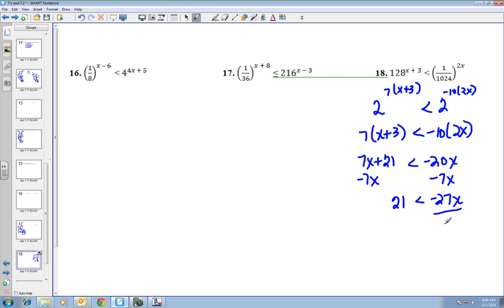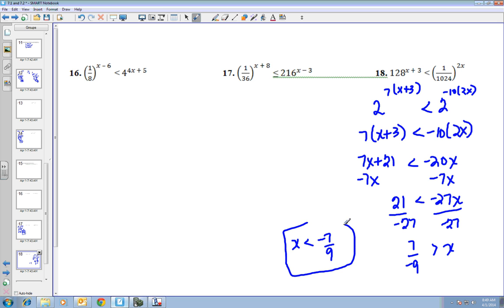I have to divide by a negative, which means I have to switch my inequality around. And 21 over negative 27, that will simplify each one of those by what, 3? So that's what, 7 over negative 9? I can leave it like that, or I can say x is less than negative 7/9. This is the preferred answer.